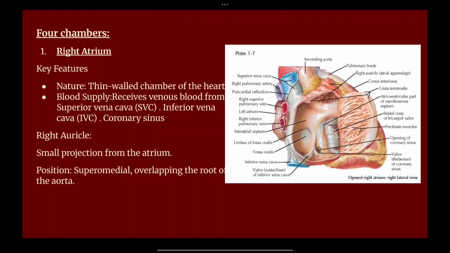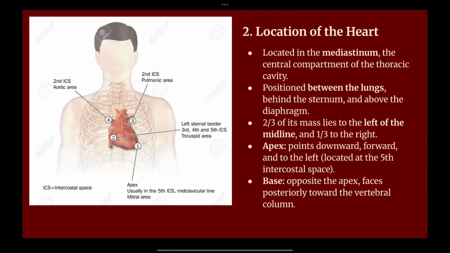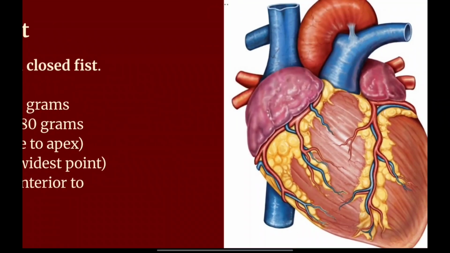How is the blood being received into the right atrium? Here the venous blood from the superior vena cava and inferior vena cava is being poured into the right atrium. So now where are the superior and inferior vena cava? I'll show you the image.